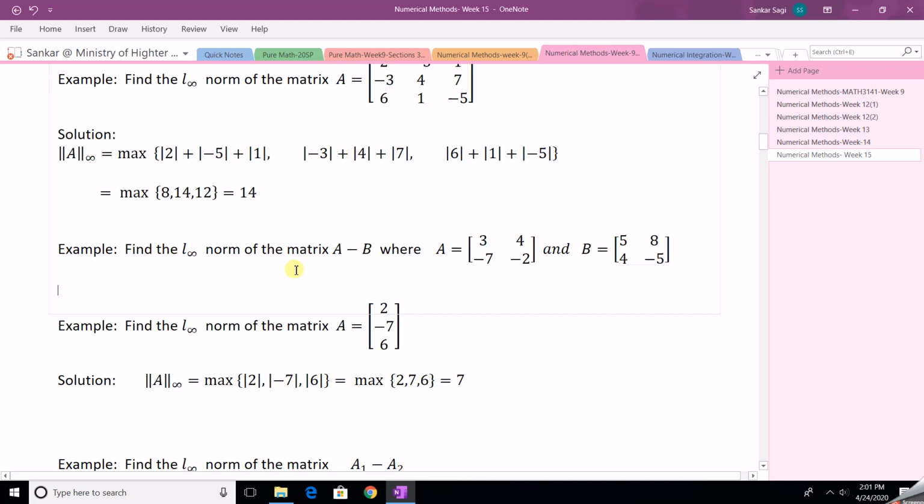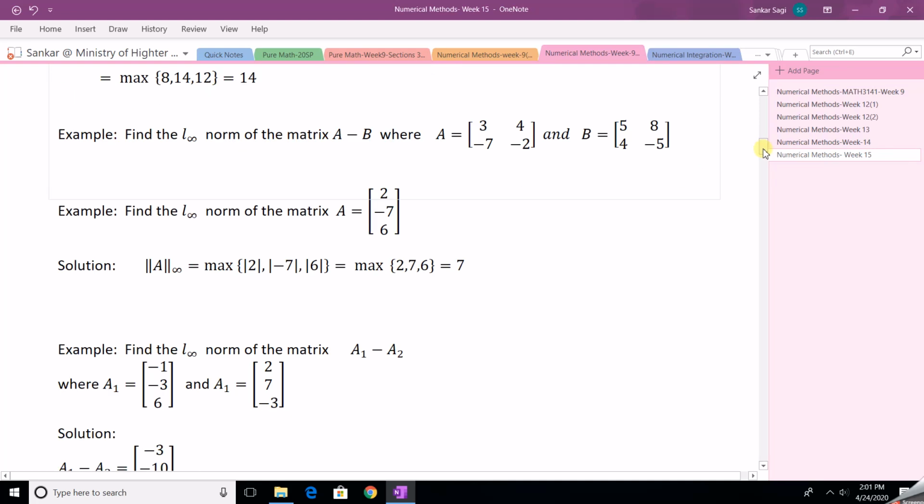Find the L infinity norm of this matrix A minus B, where A is given by this and B is given by this matrix. So what you have to do is, for these two matrices A and B, first find A minus B. A minus B will be another 2 by 2 matrix. And for that A minus B, you can find the L infinity norm, just like we did before. Okay.